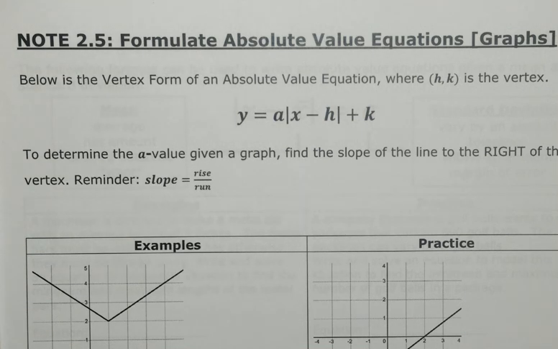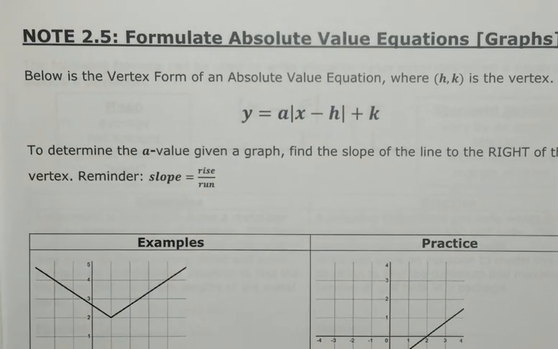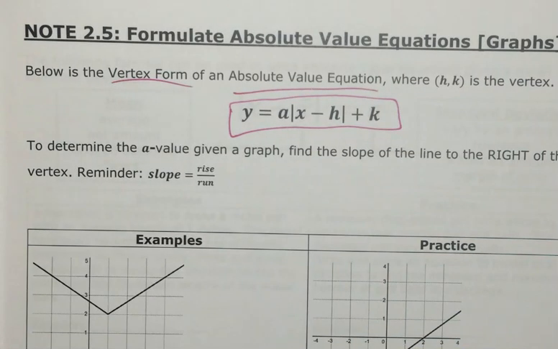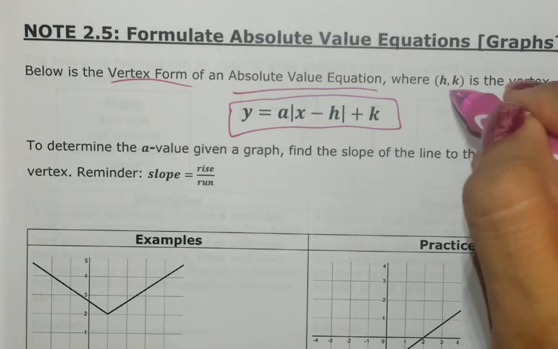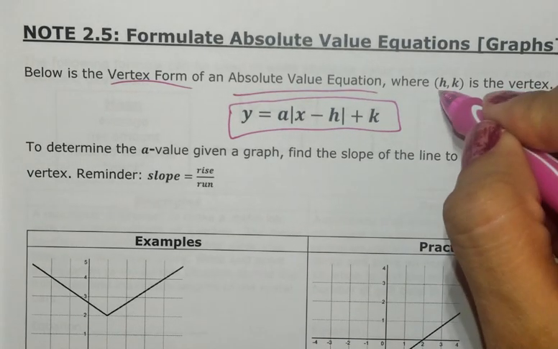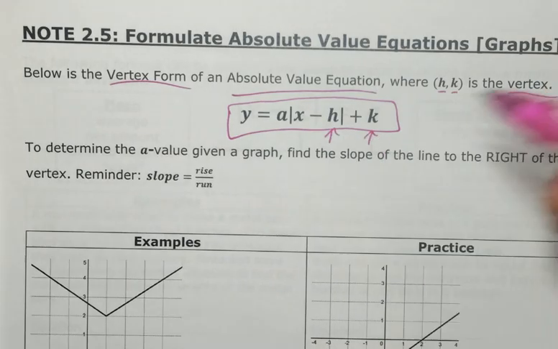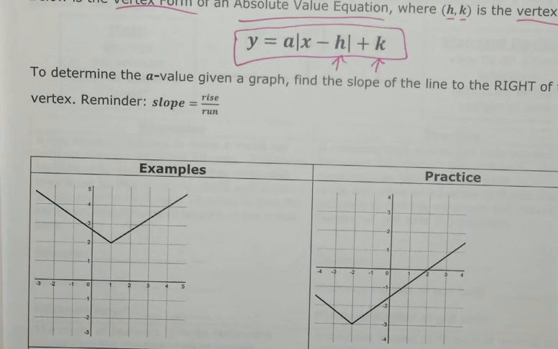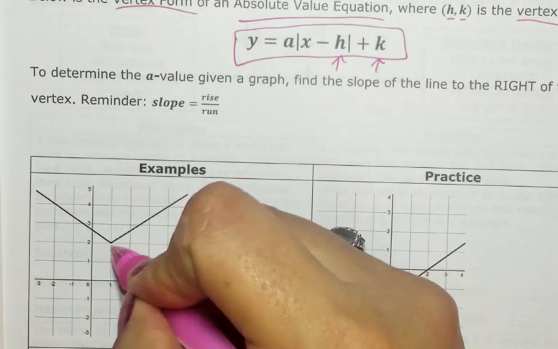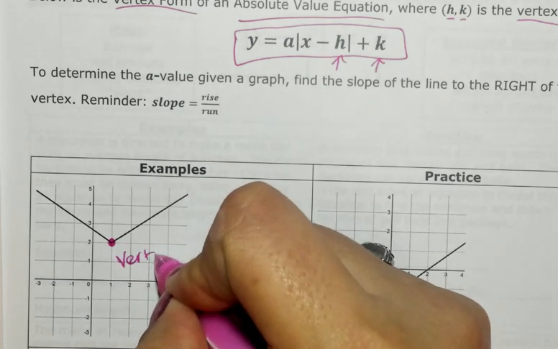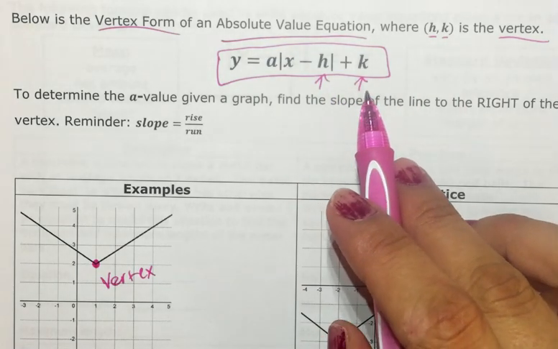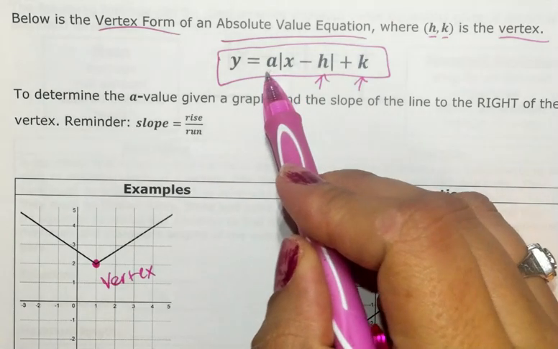All right, students, in this video, I'm going to go over how to formulate absolute value equations from graphs. By now you have seen the vertex form of the absolute value equations. It looks like that. And we now understand that the vertex is the values of h and k found right here. So your job is to now, instead of graphing to check, teach yourself how to look at the graph and identify the vertex, because that vertex will be your h, k values in the equation. And then you also need to calculate this a value in the front.